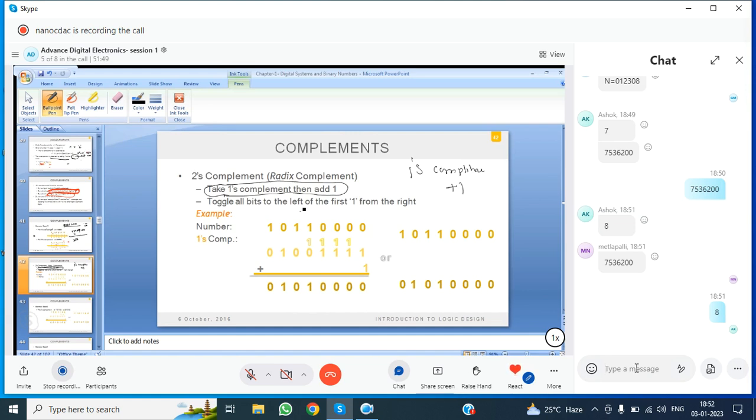So next step, toggle all the bits to the left of the first one from the right. Okay, first one from the right. If you see this number 1011 000, so if you are taking the ones complement, this is the number 1011 0000. So now if you are taking the ones complement, okay, just ignore this one. If you are taking the ones complement of this one, 1 becomes 0, 0 becomes 1, 1 becomes 0, 1 becomes 0, 0 becomes 1, 0 becomes 1, 0 becomes 1, and 0 is becoming 1.